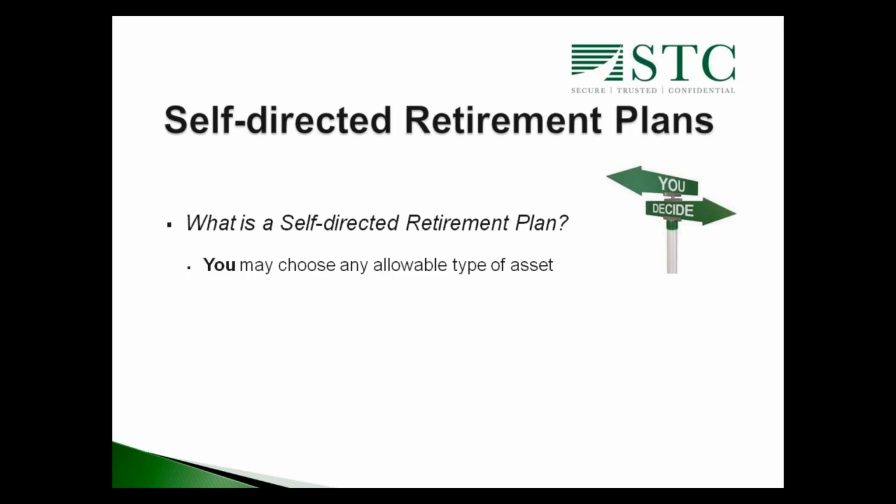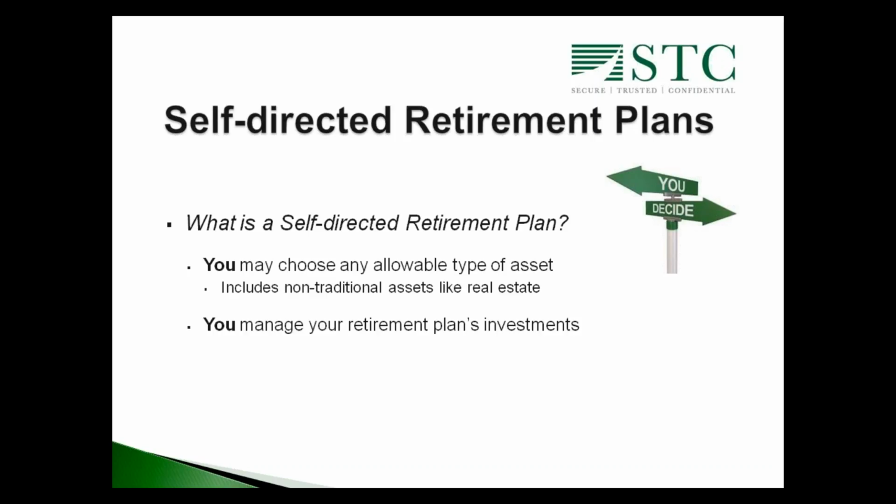A self-directed retirement plan is one in which you hold your account with an administrator or custodian that permits you to choose any type of asset that is permitted by law. So that would mean you could include what some consider non-traditional assets like real estate in your retirement account portfolio. Self-direction also means that you manage your retirement plan's investments.